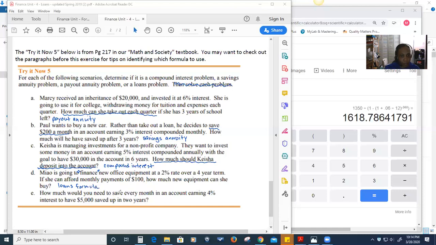All right. And last one, how much would you need to save every month in an account earning 4% interest in order to have $5,000 saved up in 2 years? Here's your clue. Saving every month means it's a savings annuity. All right? All right. That's it.